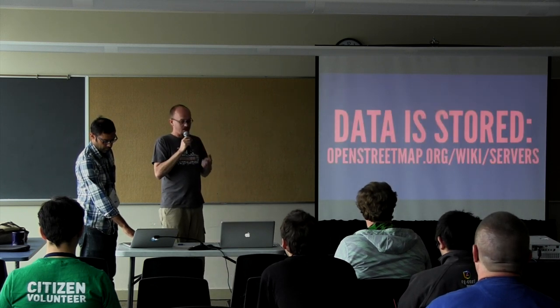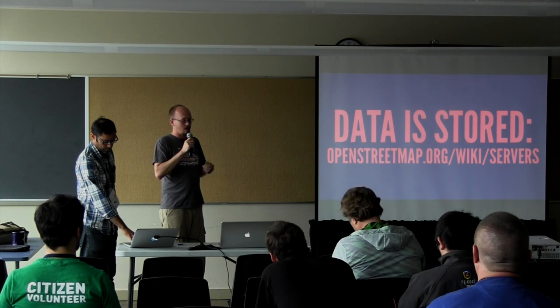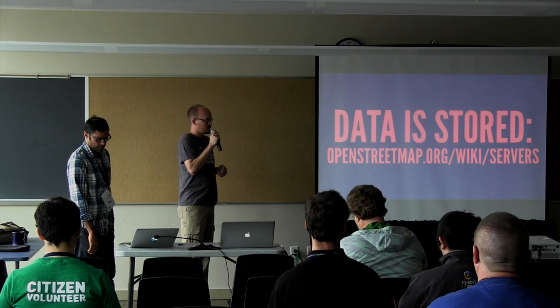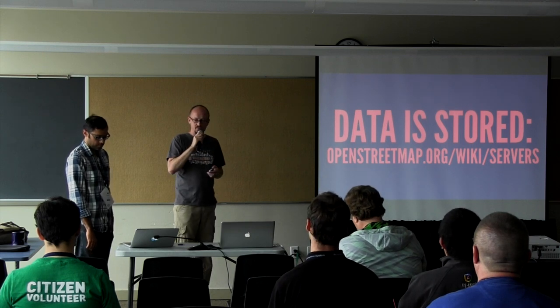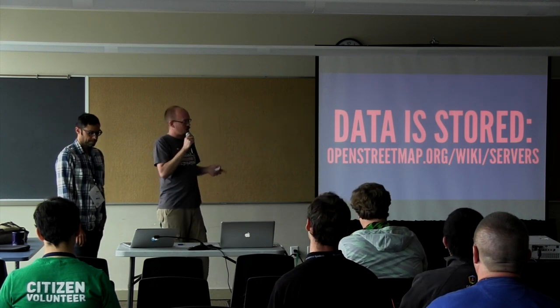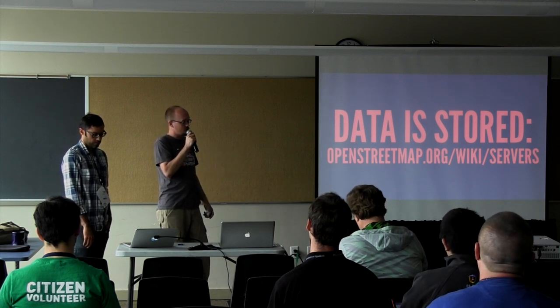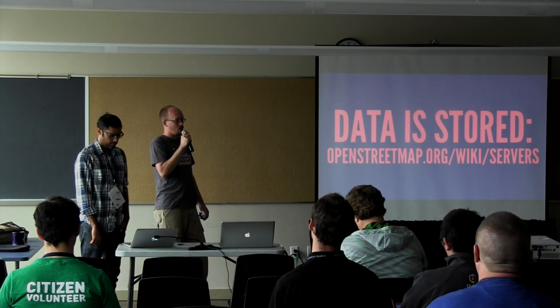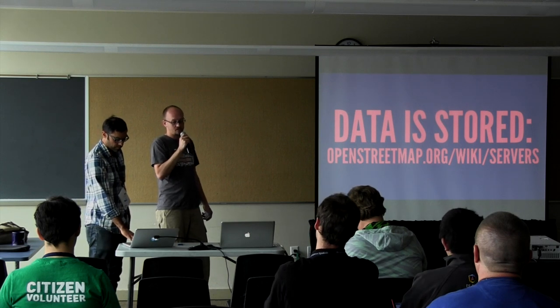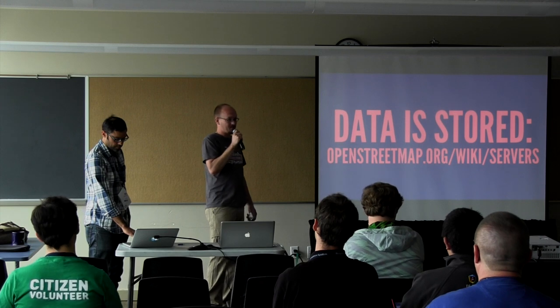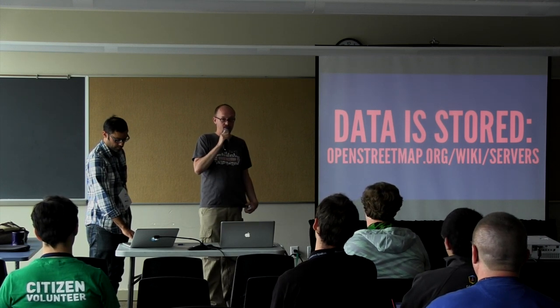I just wanted to touch briefly on how stuff is stored. Under the hood, it's a lot of databases and relational databases, as you'd imagine. I'm pretty sure it's PostGIS based. But if you're interested in the infrastructure at all, in the OpenStreetMap wiki, you can go to the servers node, and there's a lot of info on all the individual servers and their uptimes and resource needs and all that sort of stuff there.